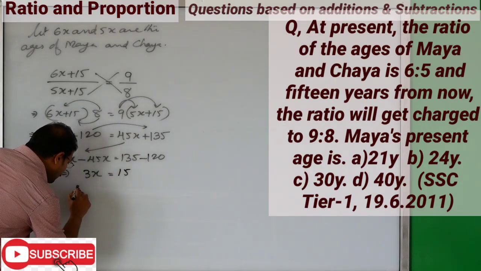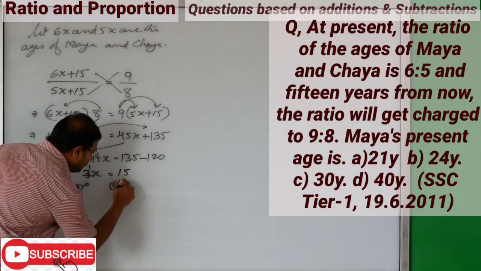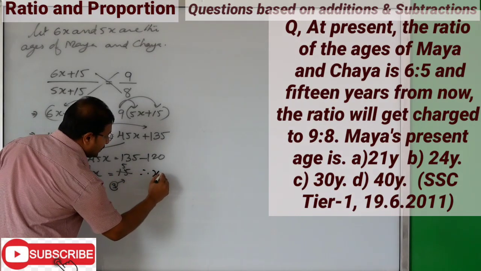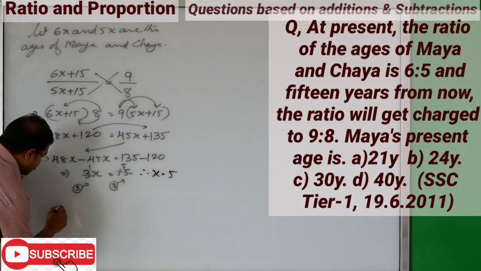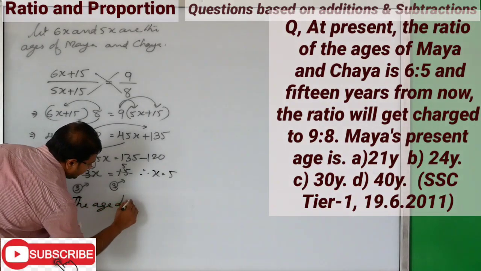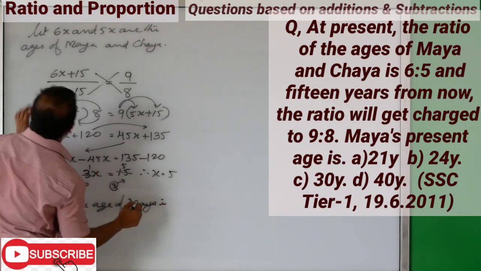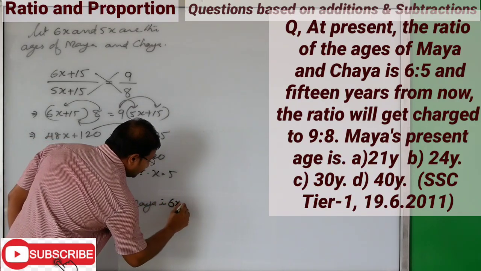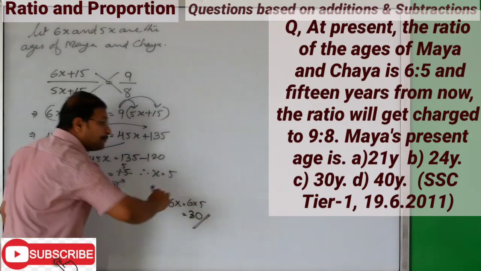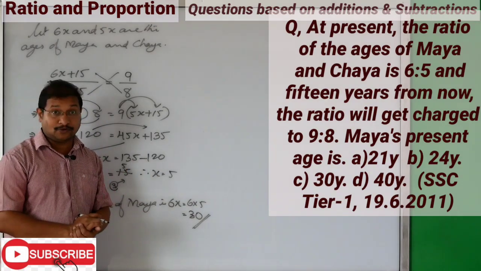Now both sides we can cancel by 3. 3 ones are 3. When you cancel here by 3, we'll get 3 fives are 15. Therefore x equals 5. Therefore the age of Maya is 6x equals 6 into 5 equals 30. That means the correct option is C, that is 30 years. Ready? Let's go to the next question.